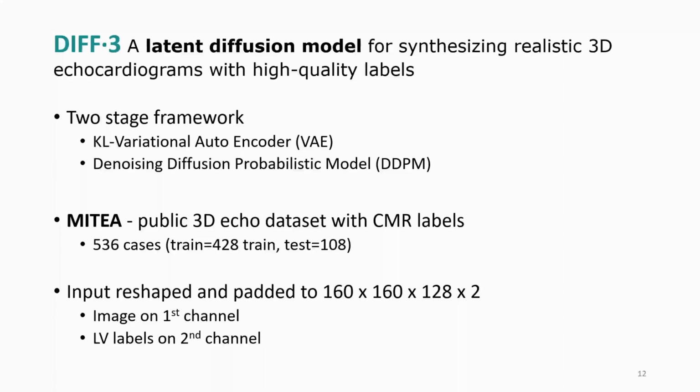We choose a KL-VAE, a KL regularized VAE instead of VQ, and we use the diffusion model for the second stage. From the MITEA dataset, we split this very similar to the way the original MITEA paper was done. We used 428 cases for training and 108 for testing. The input is reshaped and padded into the same shape, 160 by 161 by 128, and we basically just concatenate the image and the label on the fourth dimension.